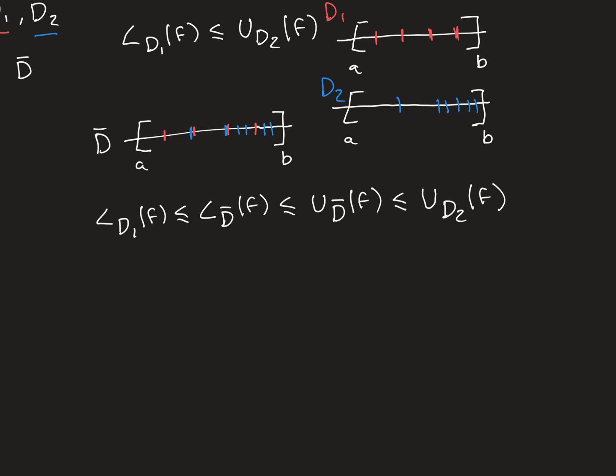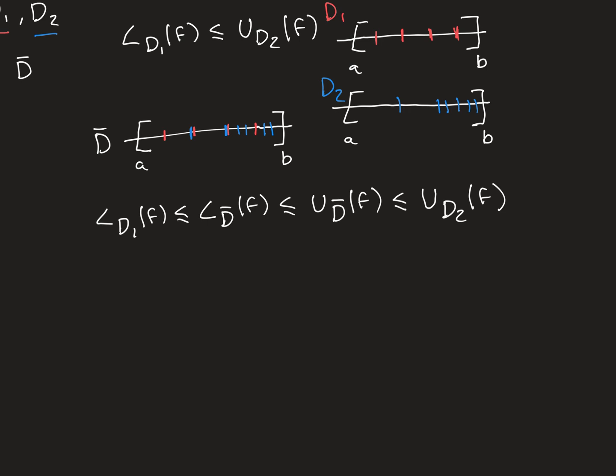And what we know is that the refined dissection will give better lower and upper Riemann sums than the original two dissections. So in particular, the lower Riemann sum over the refined dissection must be greater than or equal to the lower Riemann sum over D1, and the upper Riemann sum over this refined dissection must be less than or equal to the upper Riemann sum over D2. We then know, because for any dissection the lower Riemann sum is less than or equal to the upper Riemann sum, and then by transitivity we have that the lower Riemann sum over D1 must be less than or equal to the upper Riemann sum over D2.